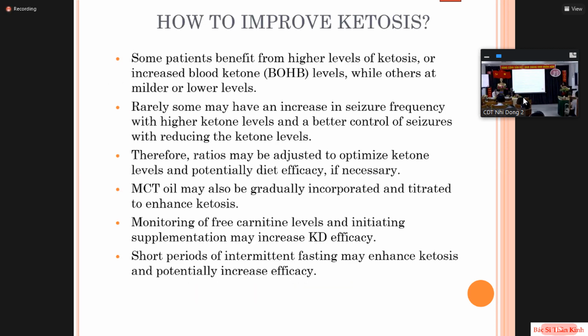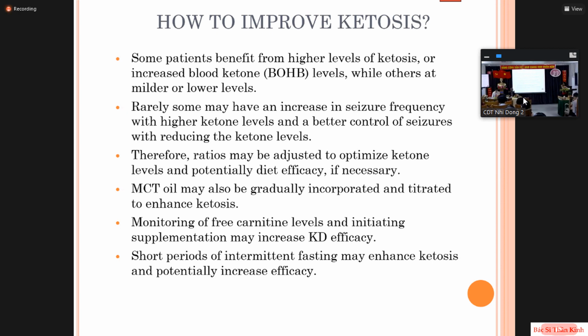How to improve the ketones? So some patients benefit from higher levels of ketosis or increased blood ketone levels, while others at milder or lower levels. So rarely some may have an increase in seizure frequency with higher ketone levels and a better control of seizures with reducing the ketone levels. Ratios have to be adjusted to optimize the ketone levels and the diet efficacy if necessary.